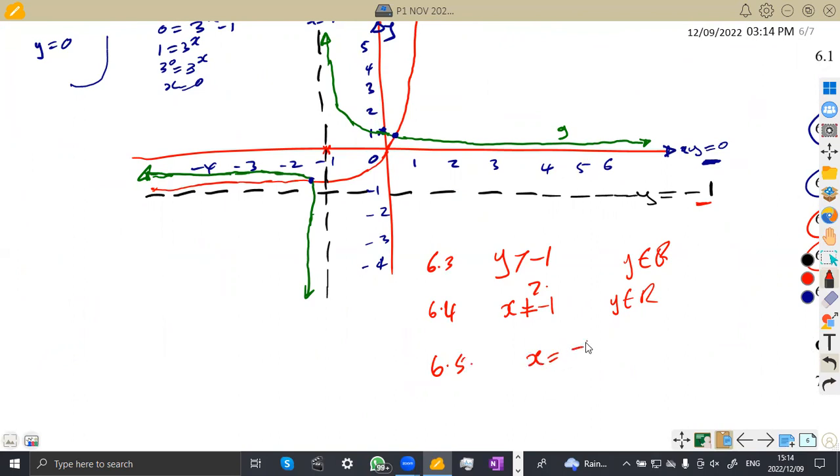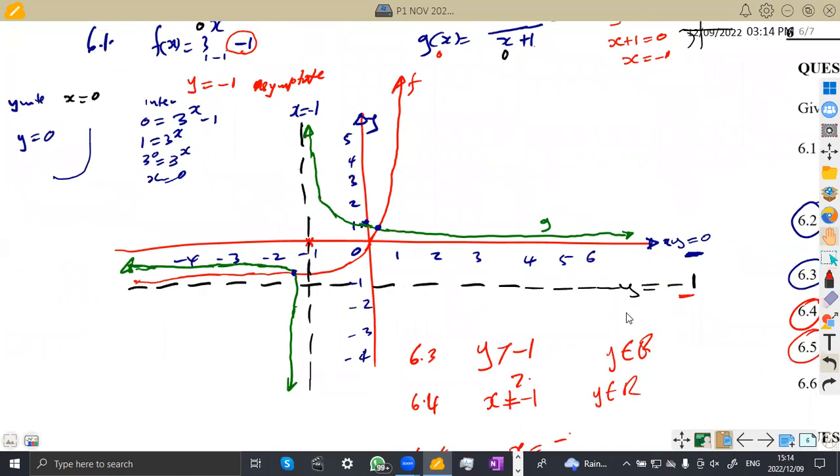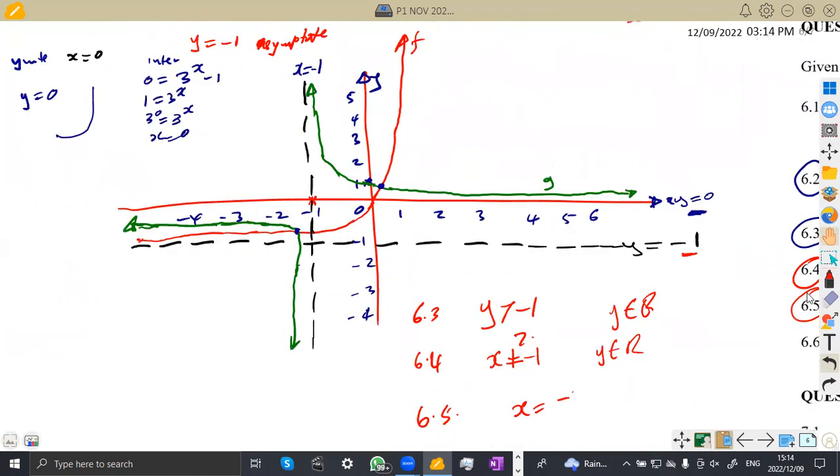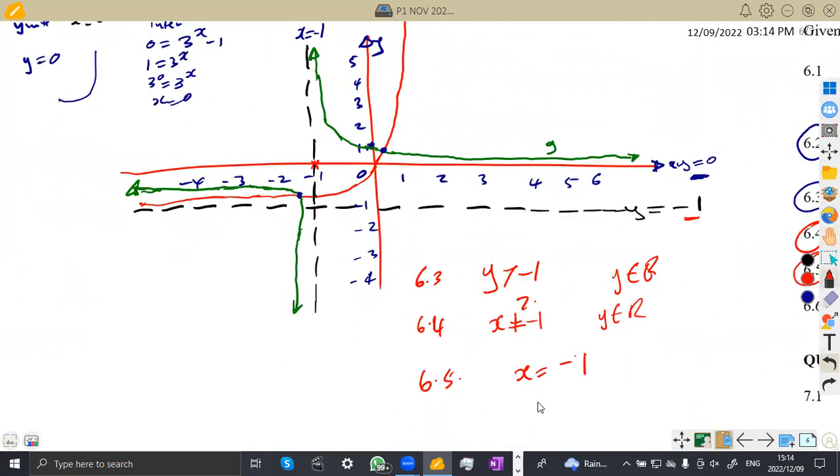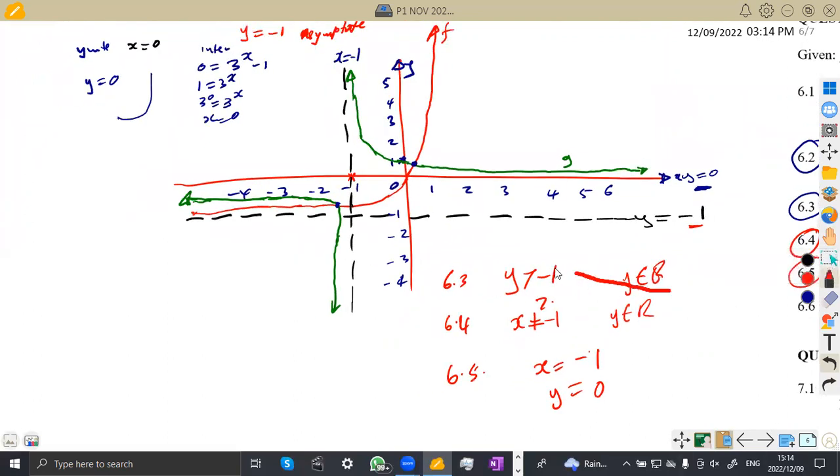So x was equal to 1. Is it 1 or -1? This is 1. All right, x is equal to -1, and y was equal to 0. So that's what we had. All right, 6 point, sorry for this.